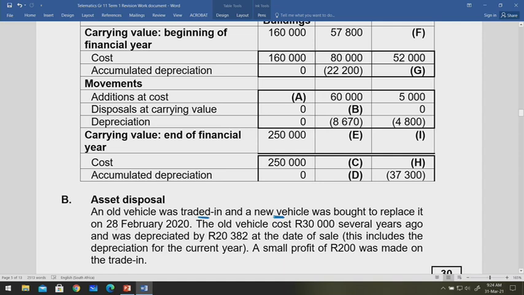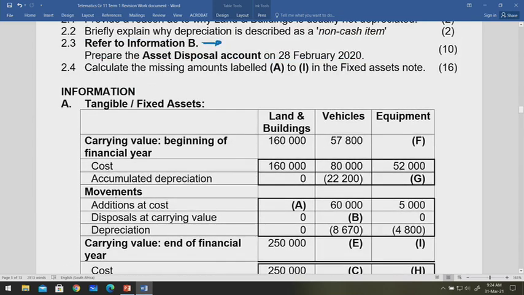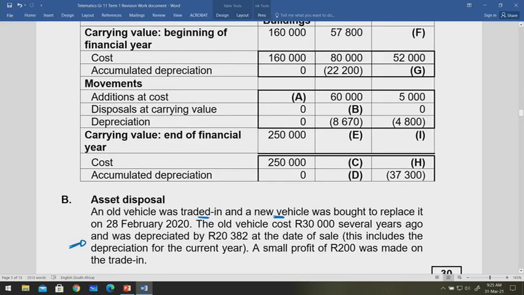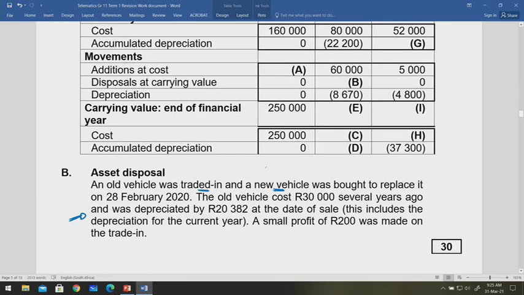When was that? On the 28th of February. That was at the end of the financial year. They don't tell you it was on the last day, but if you look at the dates, you see that the 28th of February is the last day of the financial year. The old vehicle cost 30,000. There's one piece of the puzzle, the cost price.